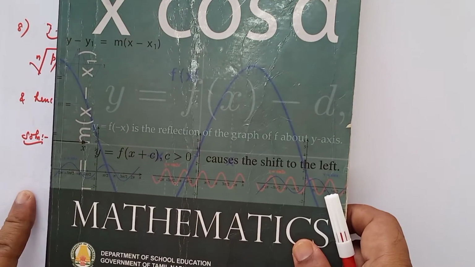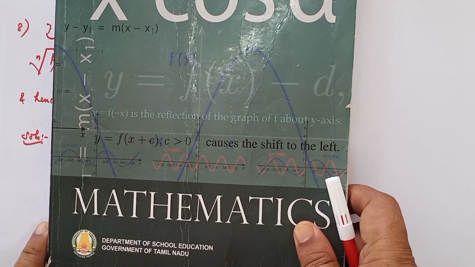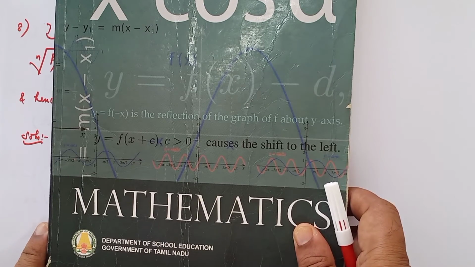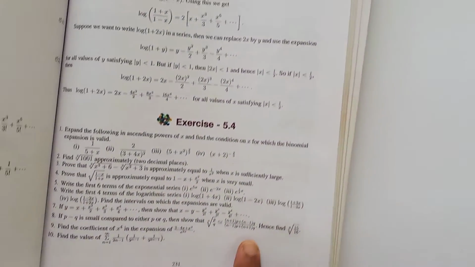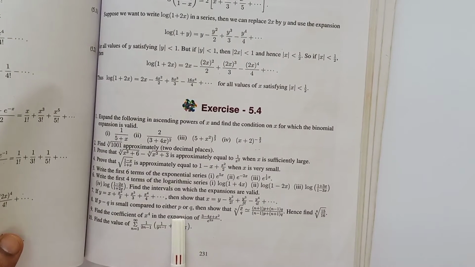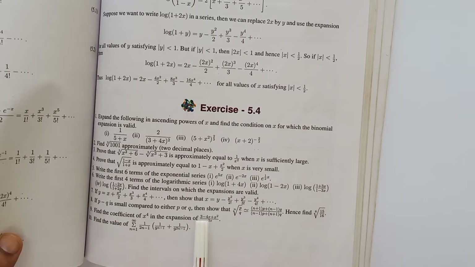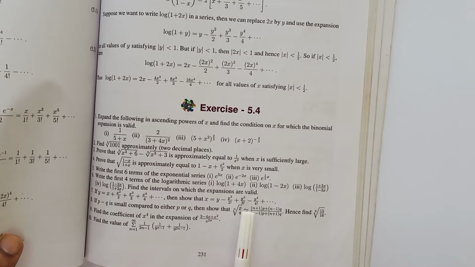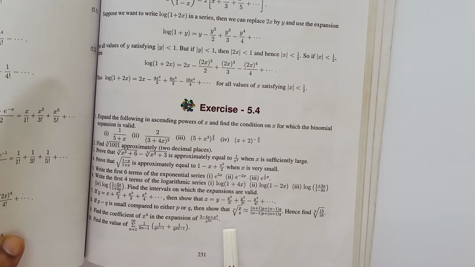11th standard mathematics, chapter number 5, continuation of exercise 5.4. Now problem number 8. If p minus q is small compared to either p or q, then show that nth root of p by q is approximately equal to (n plus 1) into p plus (n minus 1) into q, the whole divided by (n minus 1) into p plus (n plus 1) into q, and hence find the 8th root of 15 by 16.